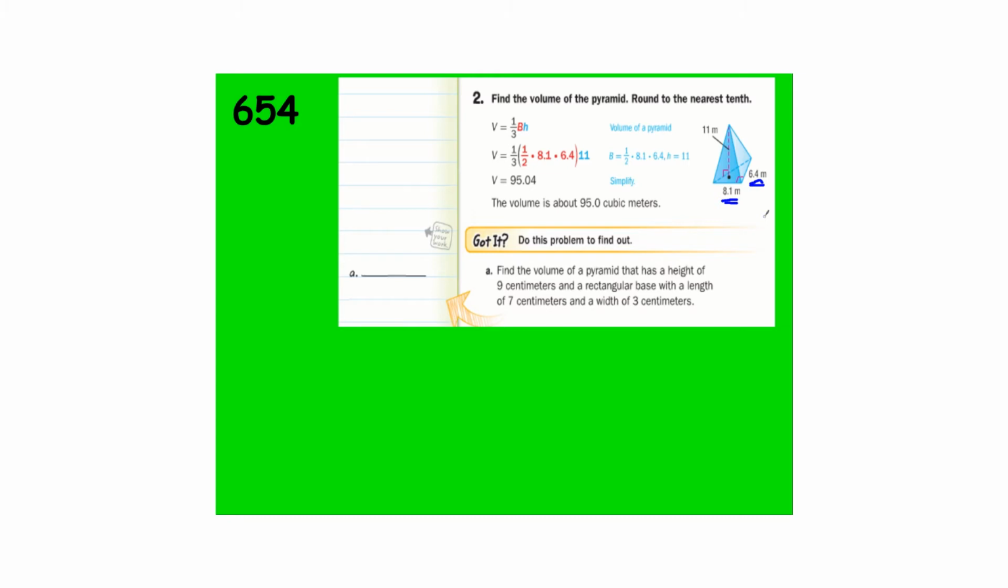I have my calculator here. And then you take that times the height of 11. And I got 285.12. And one thing to do, because it's a pyramid, we need the 1/3. So divide by 3. 95.04 is what I got. Rounded to the nearest tenth is just 95.0. Okay, pause and try letter A on your own.